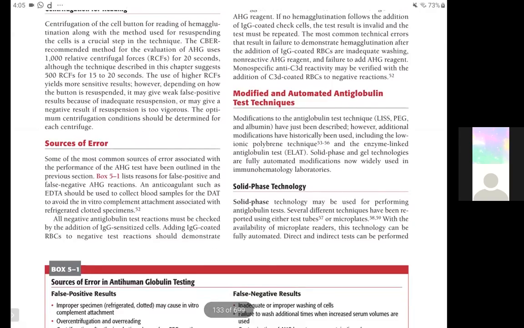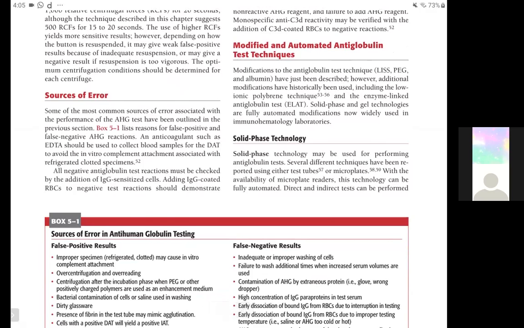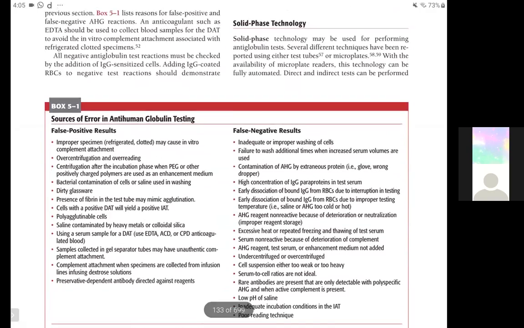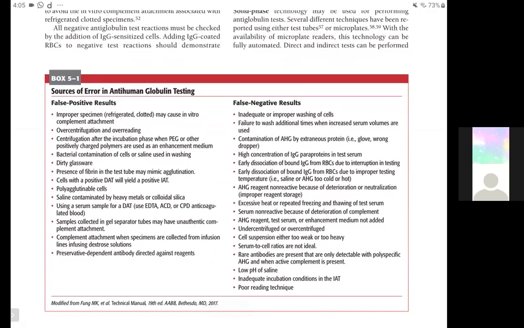Now, some of the most common sources of error are listed below. False positive results can occur if an improper specimen causes in vitro complement attachment. So if it is a refrigerated or a clotted specimen, then there would be in vitro complement attachment, and over centrifugation and overreading would lead to false positive results. And centrifugation after the incubation phase, when PEG or other positively charged polymers are used as an enhancement medium, would also cause false positives.